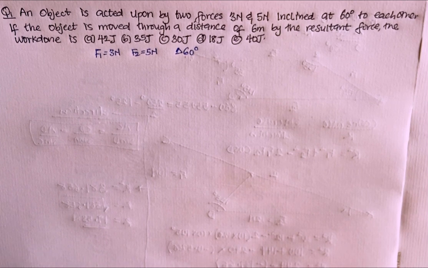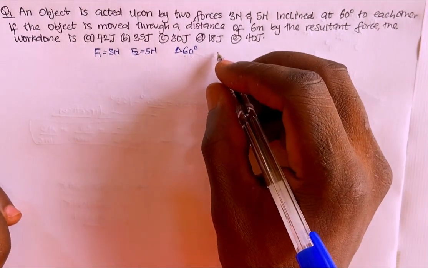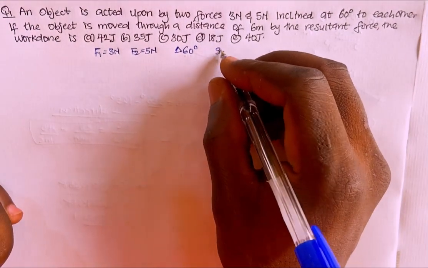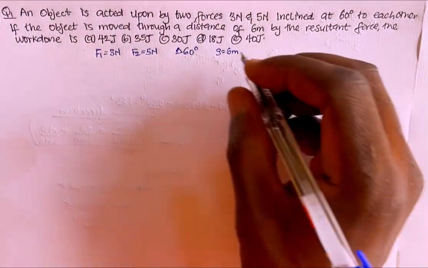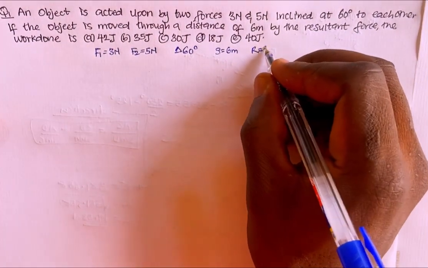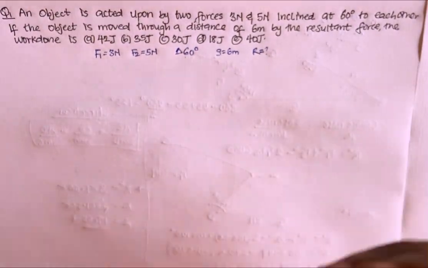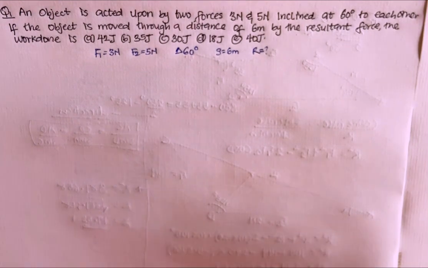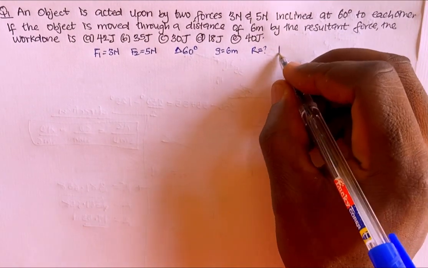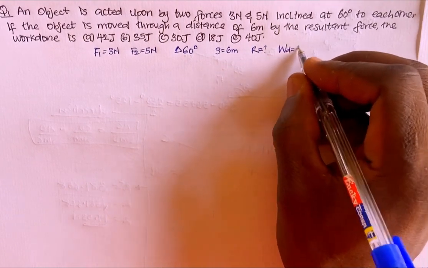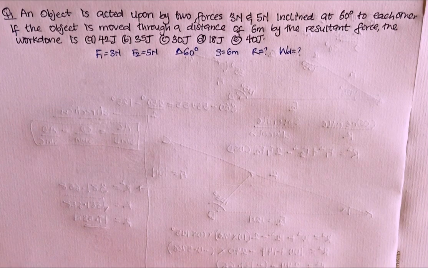If the object is moved through a distance of 6 meters by the resultant force, which is R, we don't know our resultant force. That means we have to calculate the resultant force. We are also asked to calculate the work done, given the options A, B, C, D, and E.